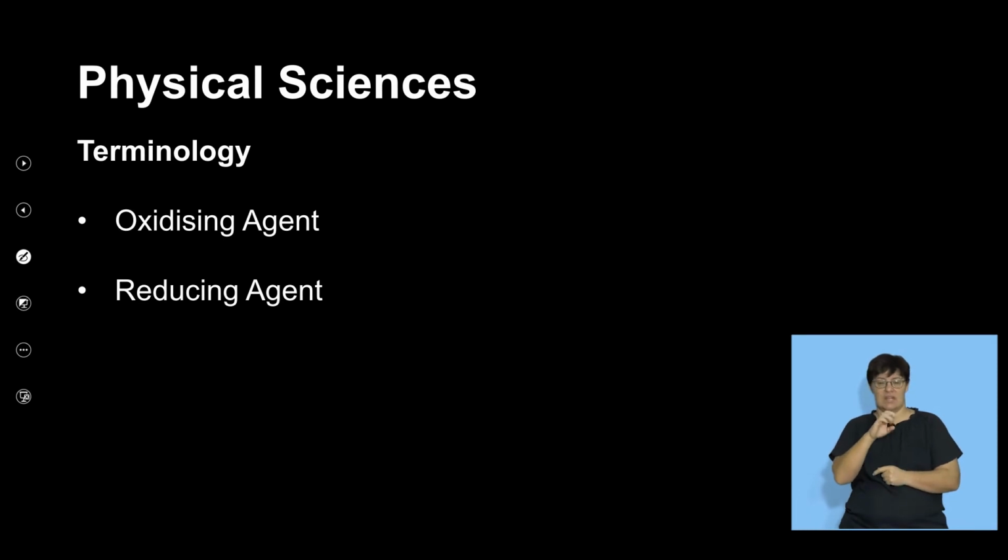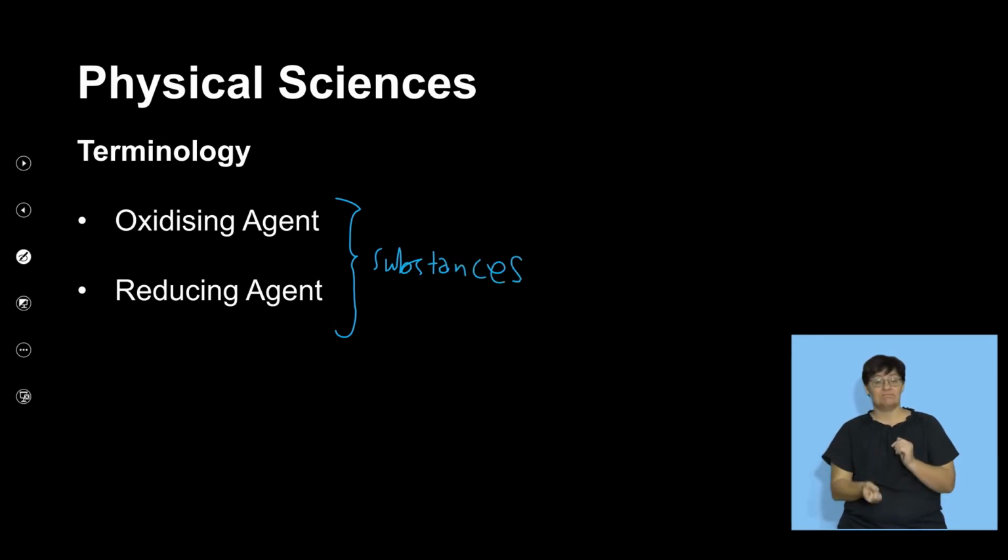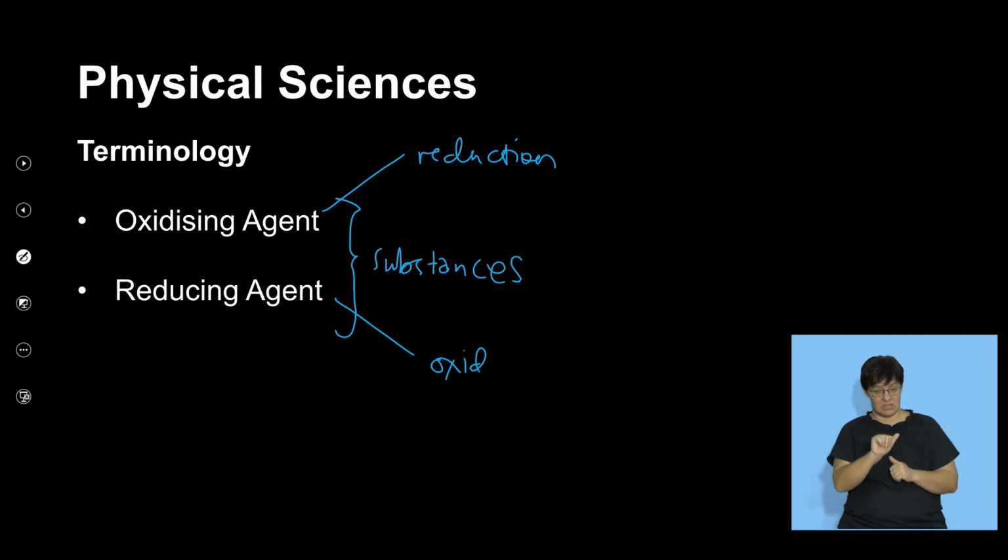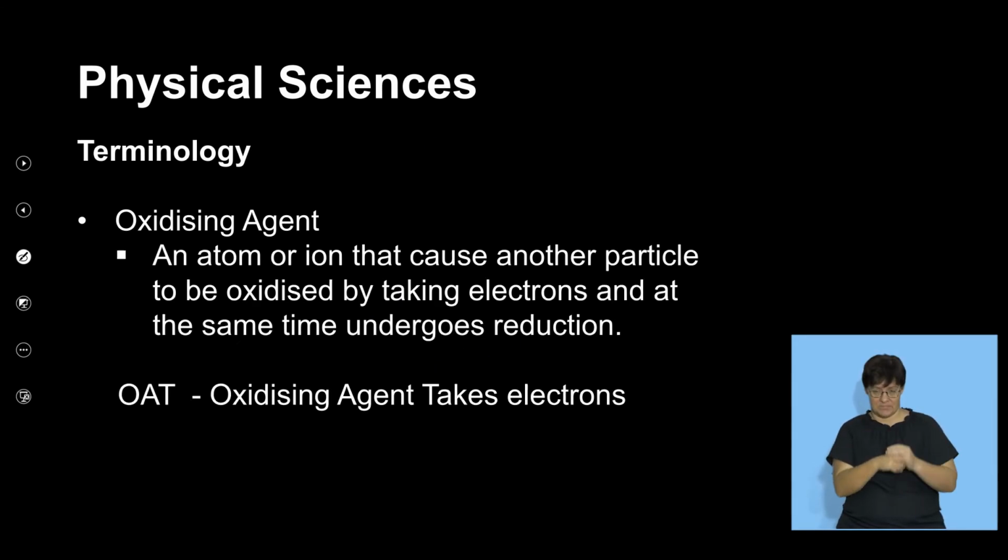Okay, so the terminology that we arrive at is that an oxidizing agent is a substance. These are substances that undergo specific processes, all right? So if we talk of an oxidizing agent, it undergoes reduction, right? While a reducing agent undergoes oxidation, right? So that's the main idea. So an atom or ion that causes another particle to be oxidized is a substance, okay? It undergoes reduction. So an oxidizing agent takes electrons. That's the gain. That's the best way of trying to recall that.